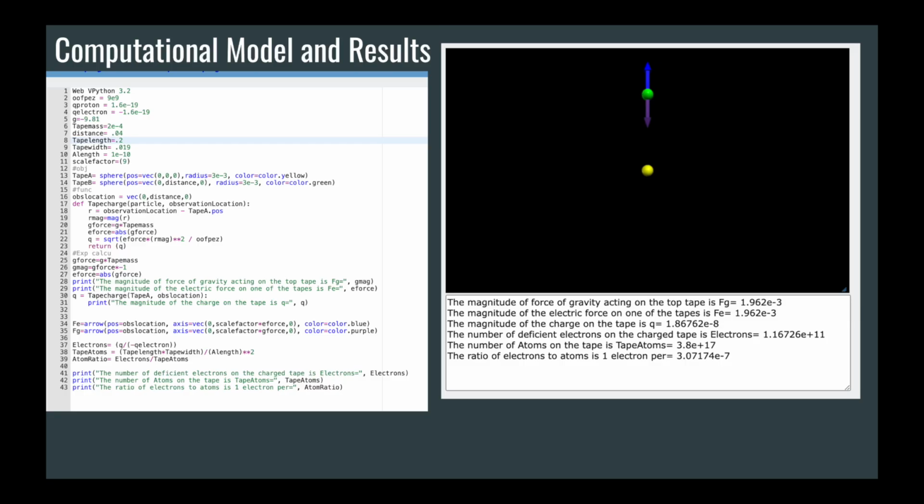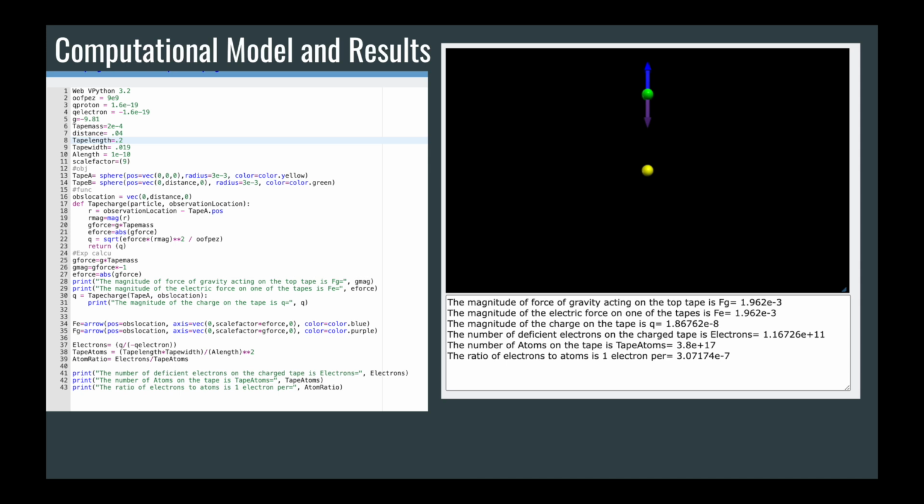I used GlowScript to further model my data. The first initial lines show the constants in my experiment, and in line 17 I used the function from lab 0, plugged into the force of gravity formula and the magnitude for the E-force, and used Coulomb's law to solve for Q. I also divided Q by the magnitude of the electron charge to find the electron deficiency. I also divided the area of the tape by the atom area to get the number of atoms in the tape. I also divided the number of electrons by the number of atoms to get the atom ratio, and the model shows the B tape suspended over the A tape, and the purple arrow shows the force of gravity, and the blue arrow shows the force of the electrons.